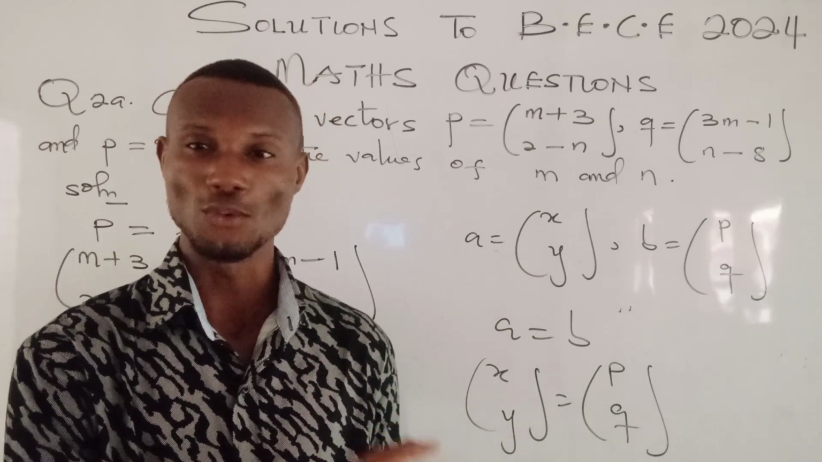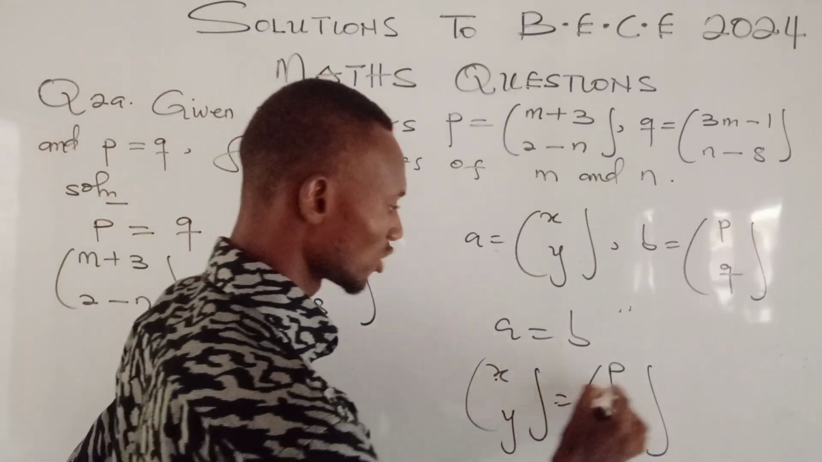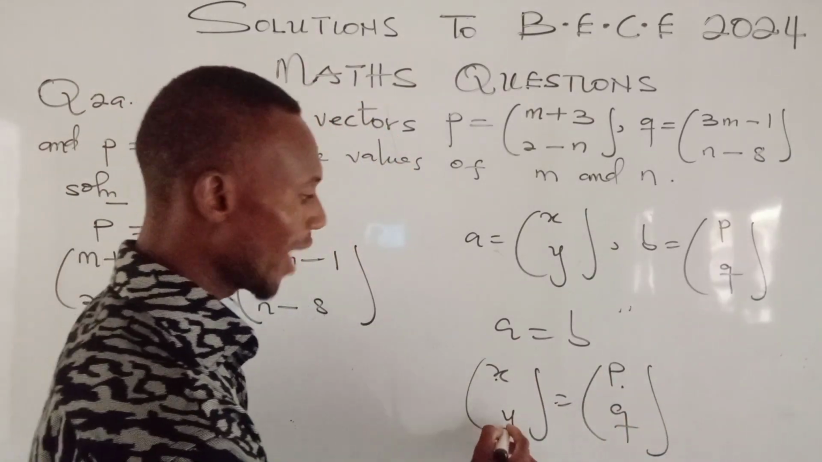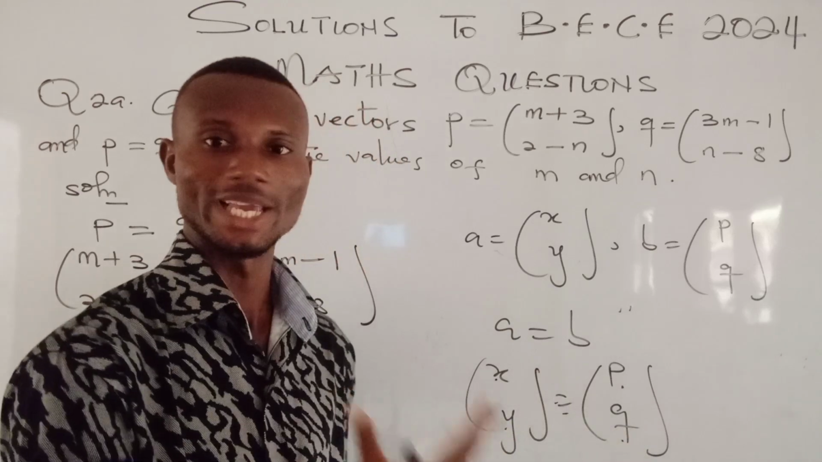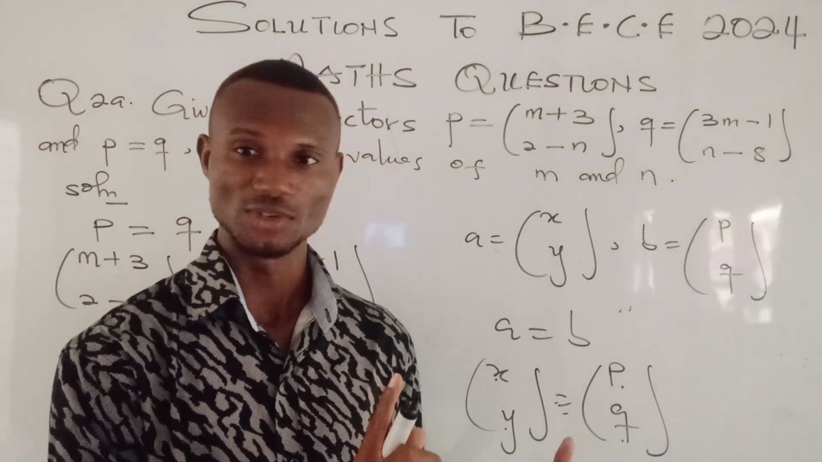That's the meaning of equating corresponding components. It means our S will be equal to P and also our Y will be equal to Q. That is, we equate corresponding components. I hope you understand up to this point.